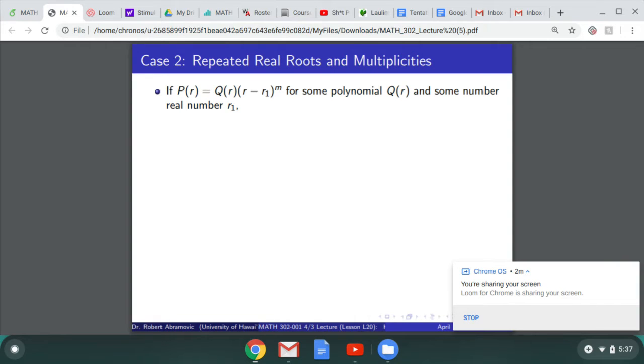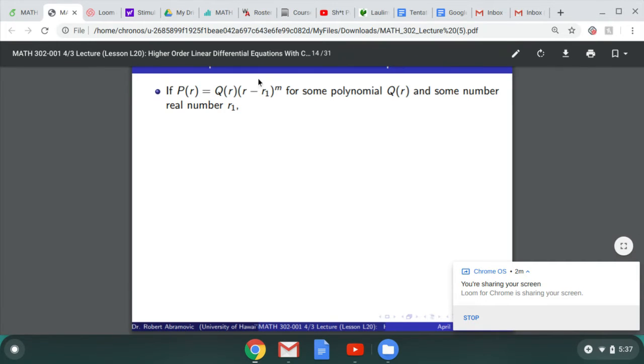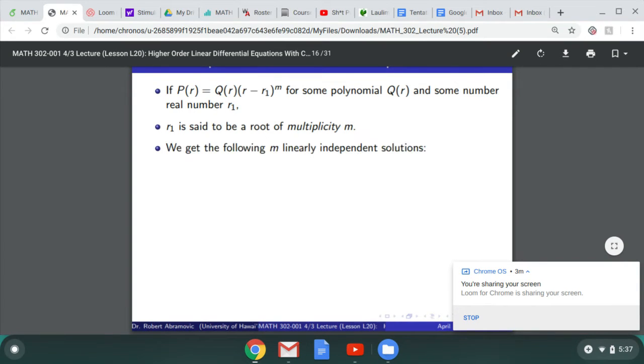The next case is repeated roots and multiplicities. Let's assume that our polynomial looks like a polynomial q of r times r minus r1 to the mth power. Here, q of r does not have r1 as a root. In this case, r1 is said to be a root of p of r of multiplicity m. And we get the following m linearly independent solutions.